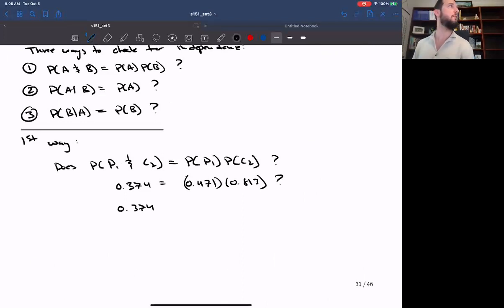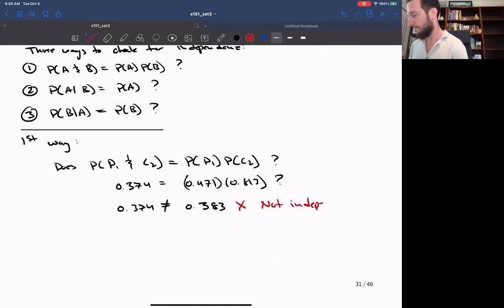If we multiply these two probabilities together, we get 0.383. So the left side does not equal the right side. So we would say not independent.